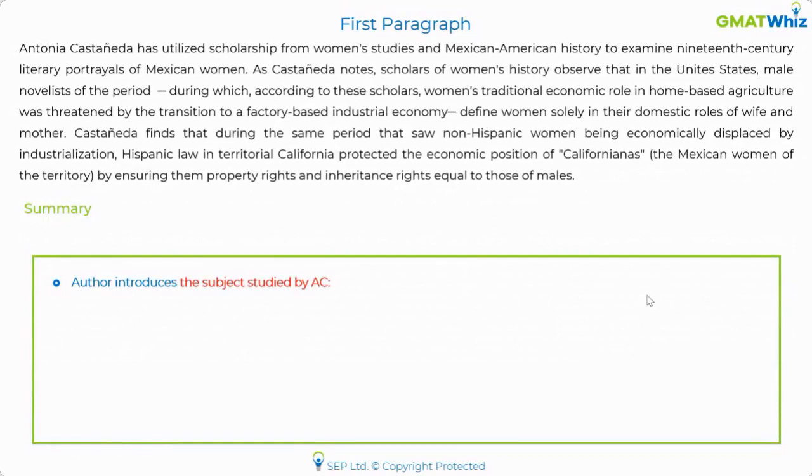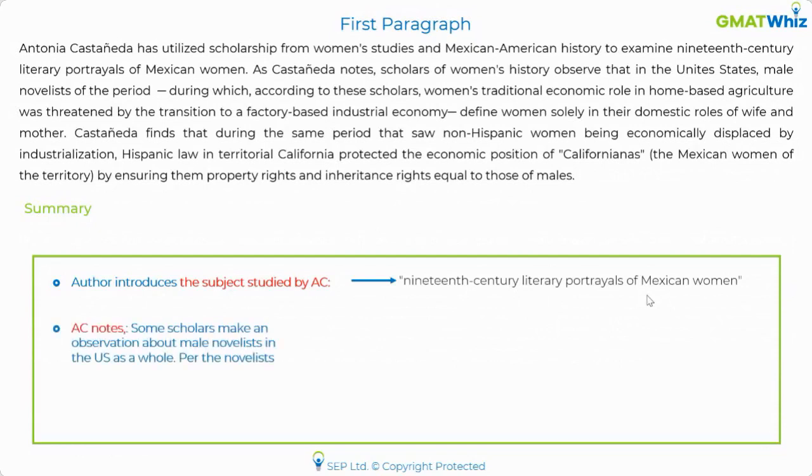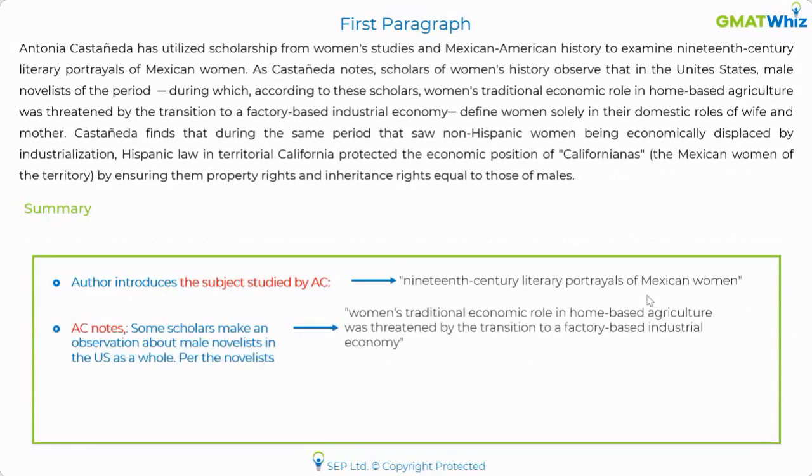The author introduces the subject that is being studied by Antonia Castaneda. Let's call her AC. She is studying the 19th century depiction of Mexican women in literature, how Mexican women were shown in the literature of the 19th century. There are certain observations she makes about the writers of the 19th century. They just mentioned the women as mothers and wives. The economic role of women took a back seat there.